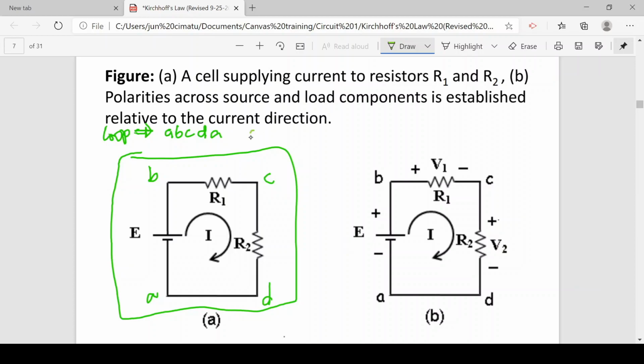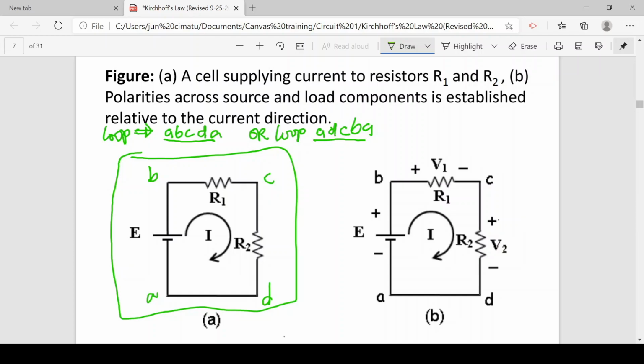Or we can have a loop in a reverse direction, loop A, B, C, D, A. That's also a loop. It is the same loop, but the direction is counterclockwise. This is a clockwise direction of the loop. This is a counterclockwise direction of the loop.